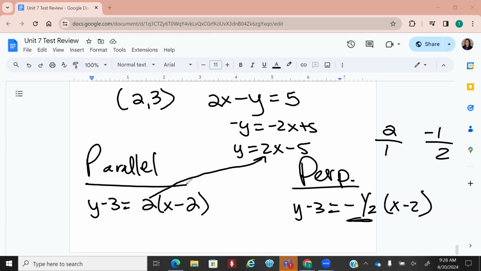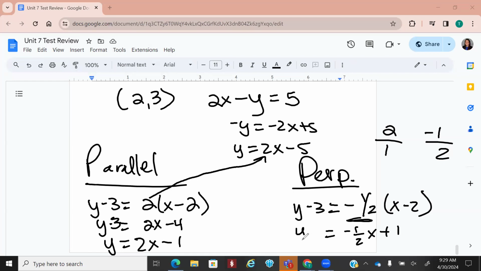Question? What was it? Do you want me to distribute? Okay. So it's going to give me 2x minus 4 equals y minus 3. Add that, y equals 2x minus 1. Over here, -1/2 x plus 1. So it's going to give me y equals -1/2 x plus 4.